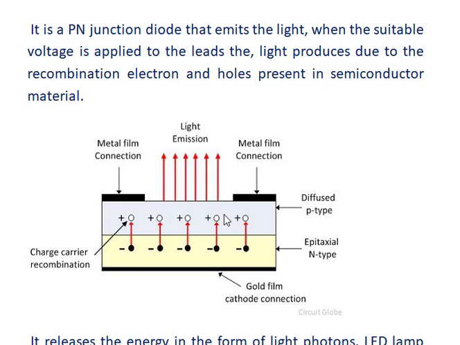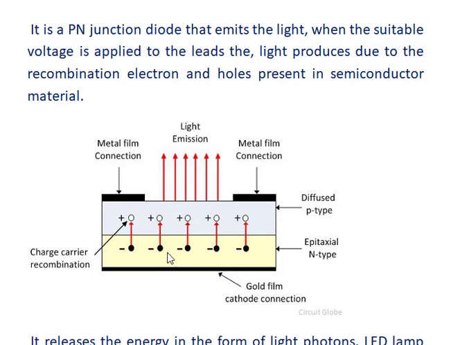So here it is a p-type material. The majority carrier is positively charged holes. It is the n-type material. The majority carrier is negatively charged electrons. It is the metal film connection for the anode. It is another metal film connection for the anode. It is the gold film cathode connection. So the cathode terminal is given here. It is the epitaxial n-type layer. It is the diffused p-type material.